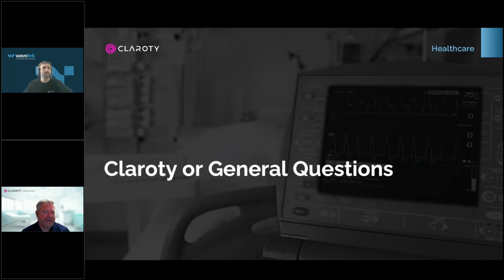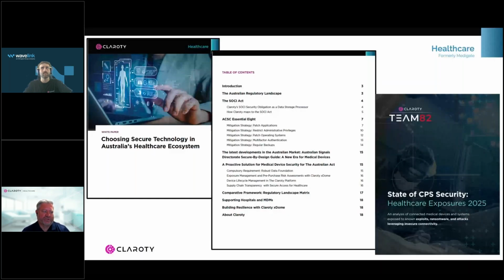And then to help today, obviously we'll send you a lot more detail around the compliance. So we've got a new white paper that we released last week called Choosing Secure Technology in Australia's Healthcare Ecosystem. It really maps out in more detail how we map to SOCI, how we help you map to Essential 8. We go through ASD, so we'll actually give you a lot more detail around the key tenets of all of those regulations and how the Claroty product applies to it.